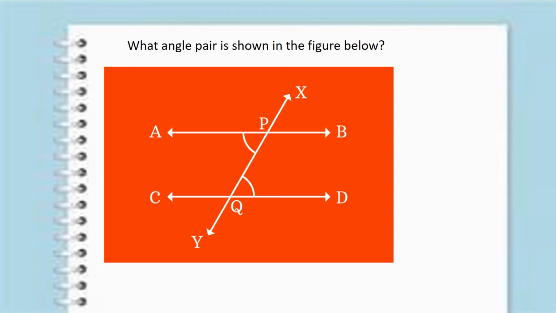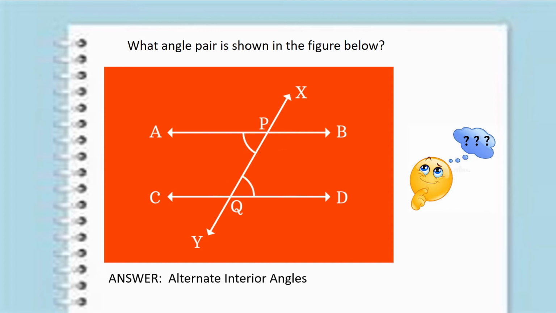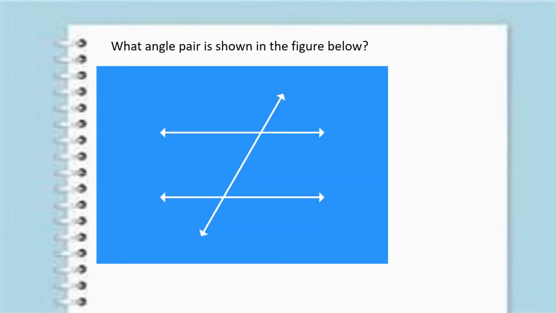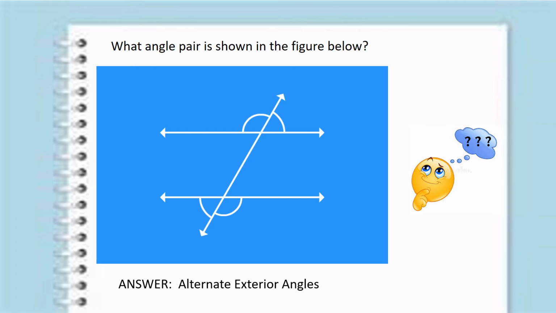Next, what angle pair is shown in the figure below? What do you think? The answer is they are alternate interior angles. Next, what angle pair is shown in the figure? Look at the figure. What do you think? The answer is alternate exterior angles.